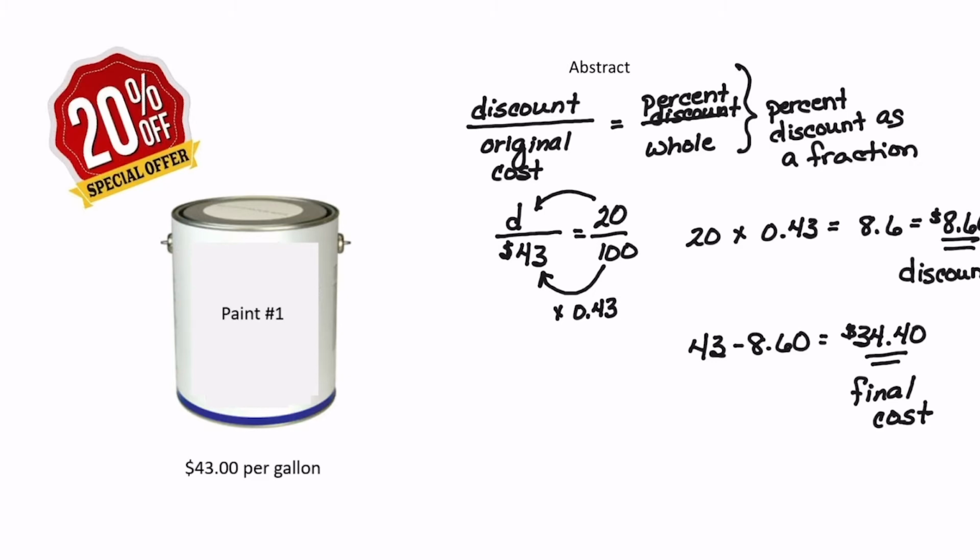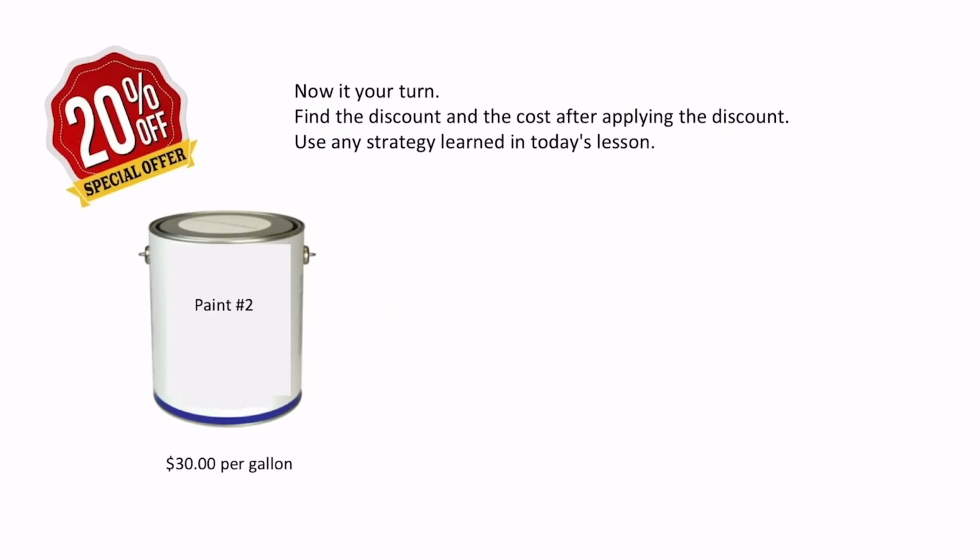So to practice, I have one that I would like for you to do on your own. It's again with paint. We're going to keep with our theme. This time its purchase price is originally $30. The discount is 20% off. Your turn, using any of the strategies you've just done with me, find the discount and find your cost after you apply your discount.